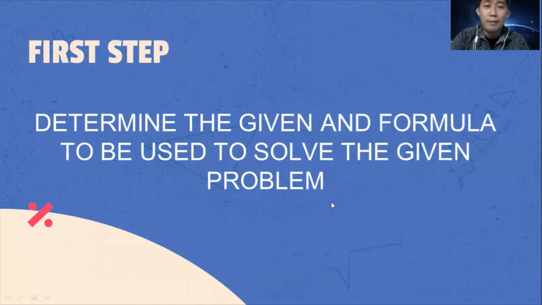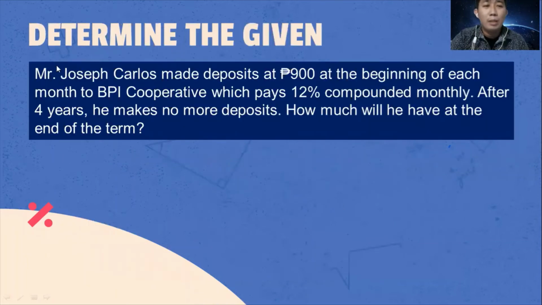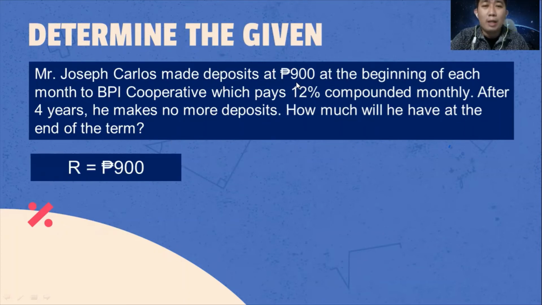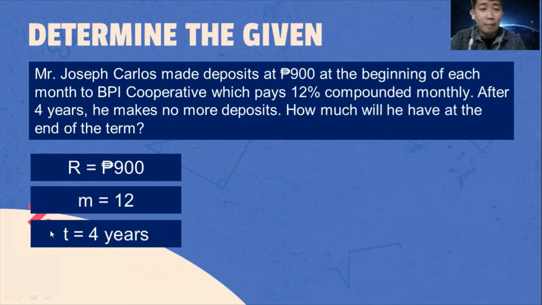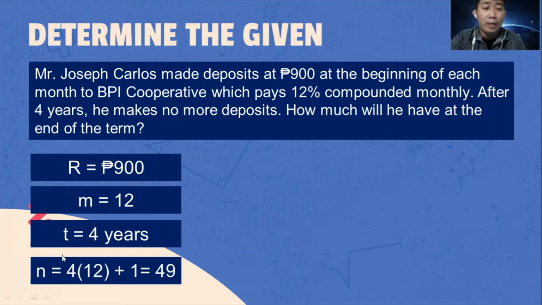Let's now determine the given and the formula to be used. Here is the problem from a while ago. The value for R, that is the size of each annuity payment, is 900 pesos. We have the total number of compoundings per year, it's 12 because it is monthly. After that, number of years, T is equal to 4 years.